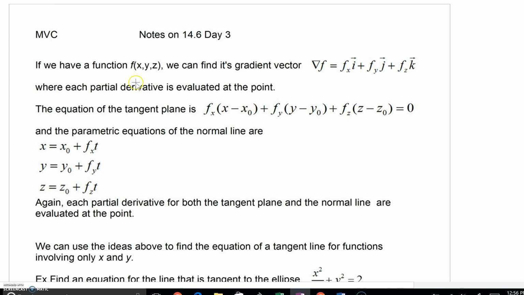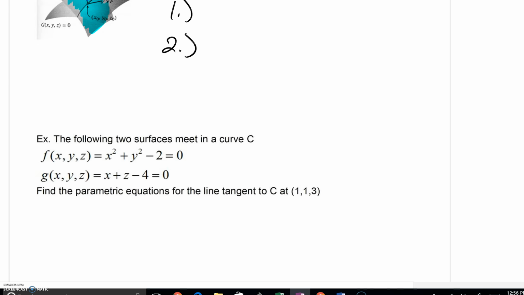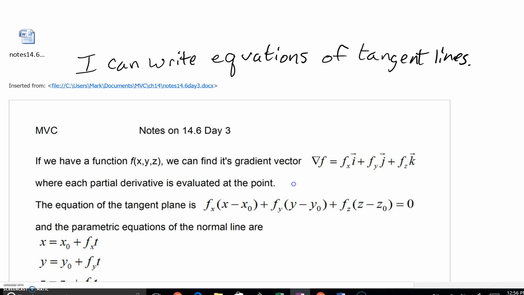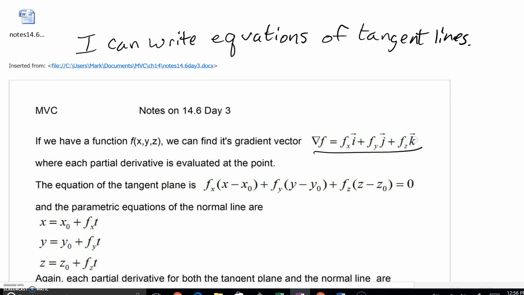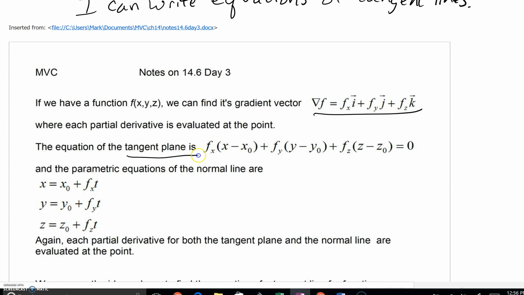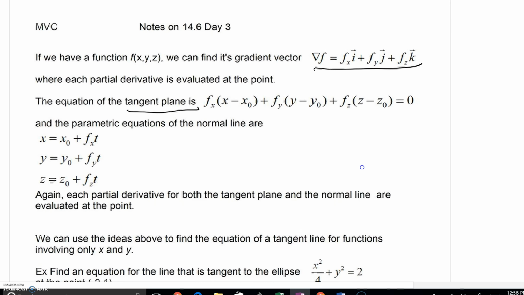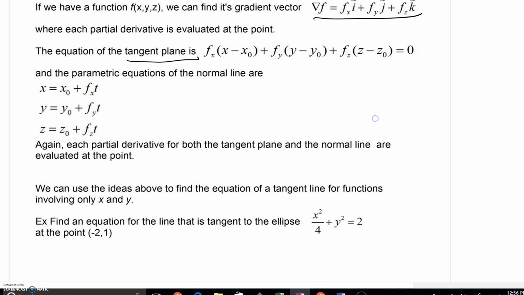Let's say we've got a function of x, y, and z, and we find its gradient vector. That's something we've been dealing with repeatedly. So we've got this gradient vector function. The partial derivatives are evaluated at a point. Once we have that, we could write the equation of a tangent plane. This is review. This is actually what we did last week. We've been writing equations of planes for quite some time.